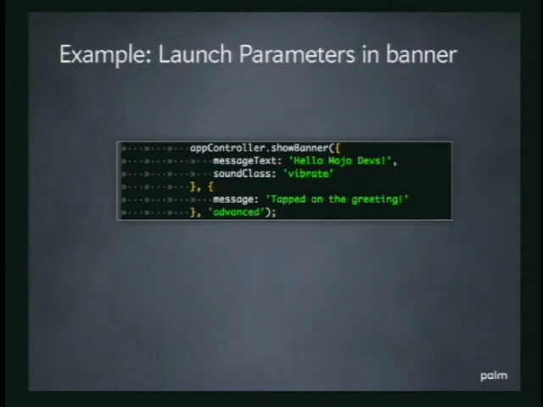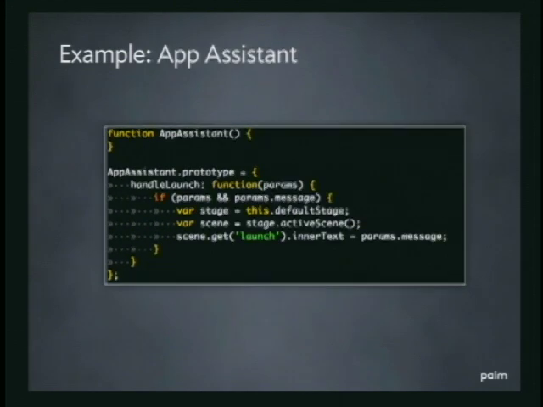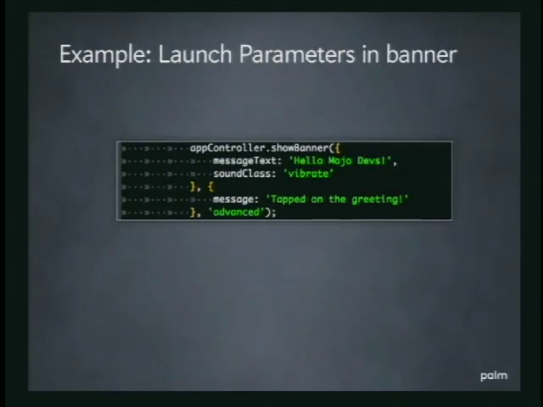Okay, so I changed my app controller show banner to actually have some launch parameters. So these are actually going to be passed into the handle launch function that I have here and set the inner text of that div. So I passed in, tapped on the greeting, and you saw tapped on the greeting.